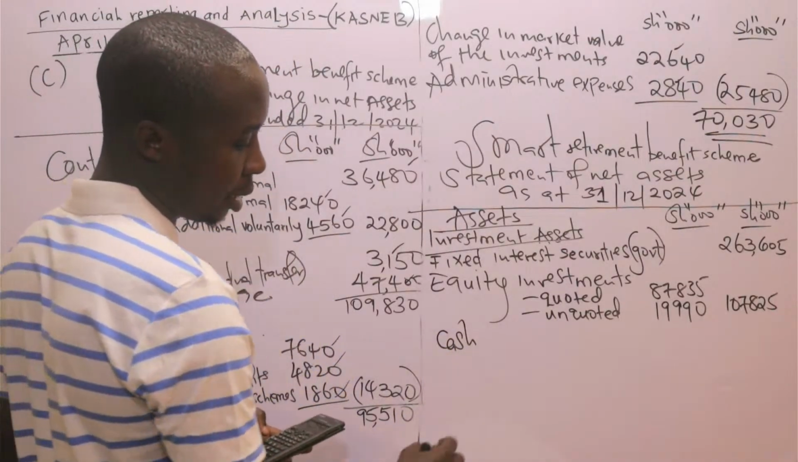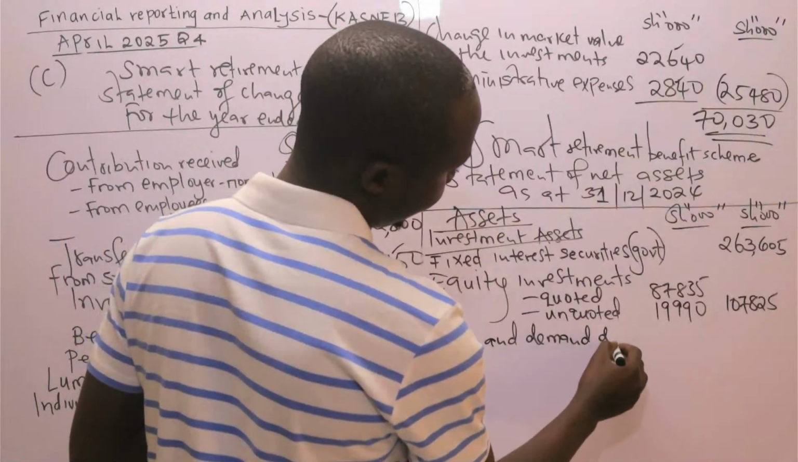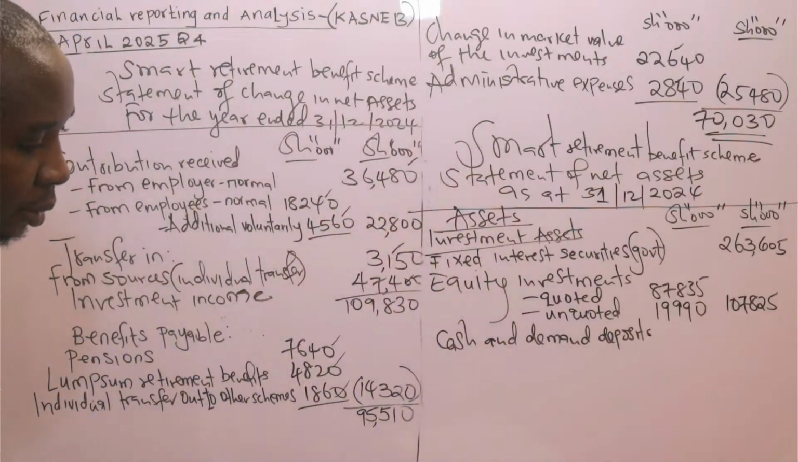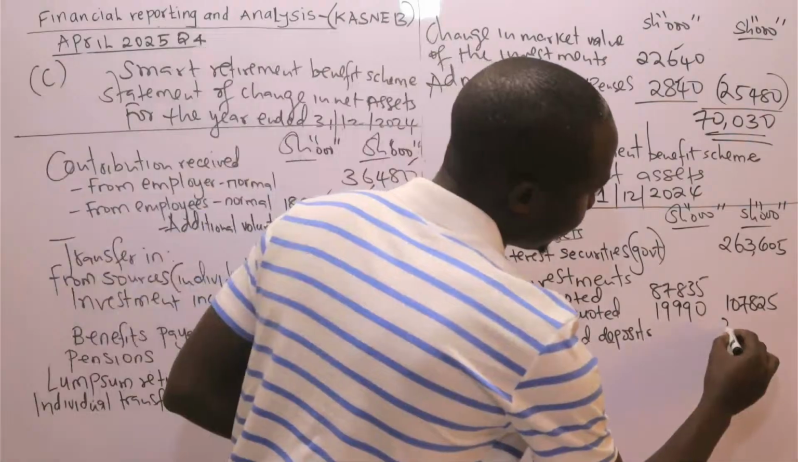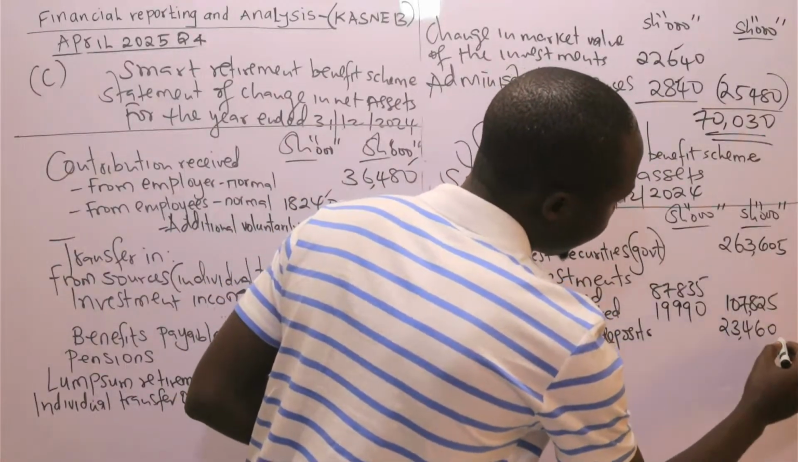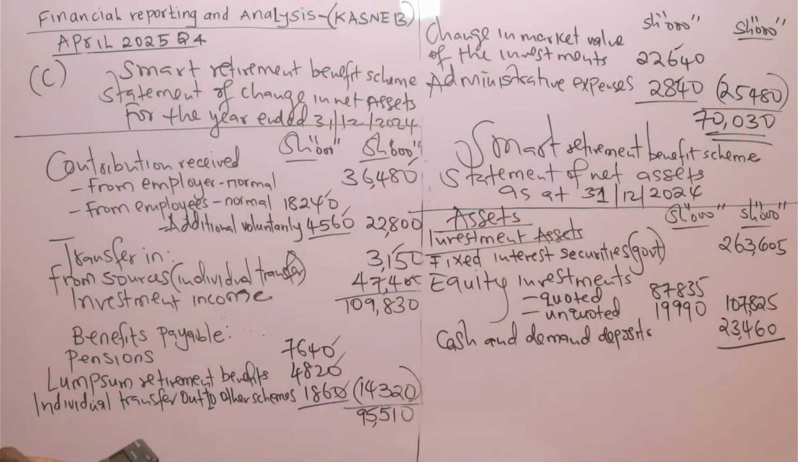Then there was cash. Another thing is cash and demand deposits. We have cash and demand deposits of 23,460. So up to that point, we have a total of 263,605 plus 107,825 plus 23,460. That is 394,890.